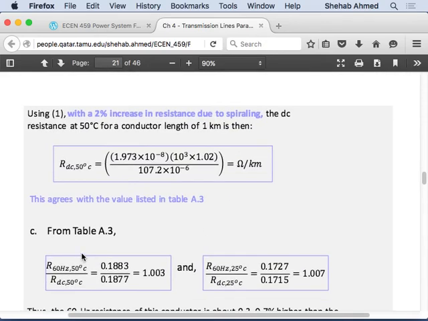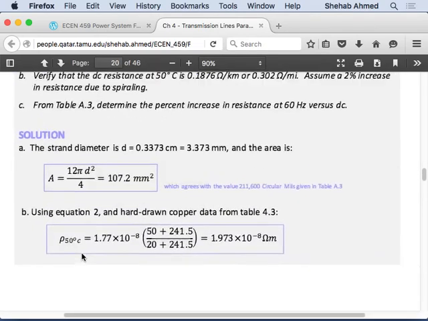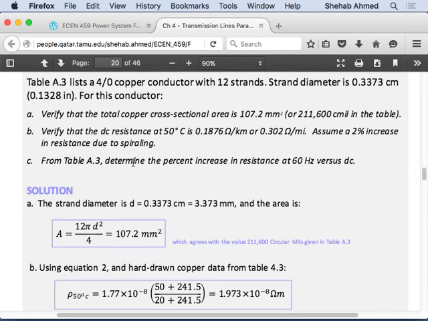Part C is picking up numbers from the table, basically. So part C, from table 8.3, determine the percent increase in resistance at 60 Hertz versus DC. How do you do that? You go to the table, look at the resistance at 60 Hertz versus the resistance at DC, and look at the percentage increase. Any questions on this? Is everybody comfortable?